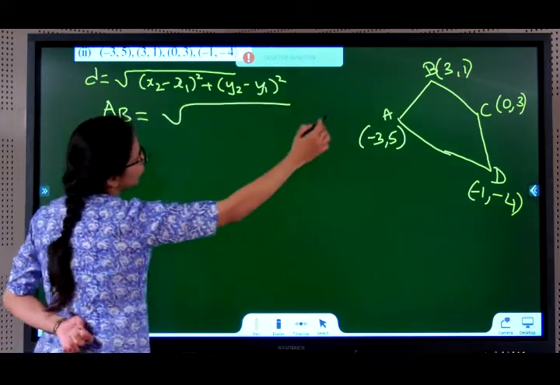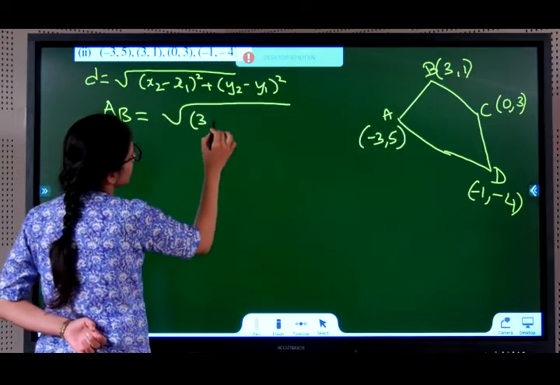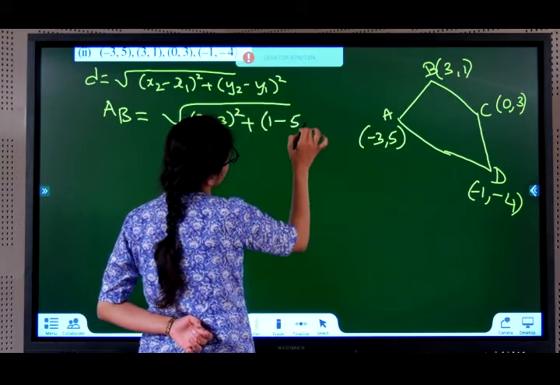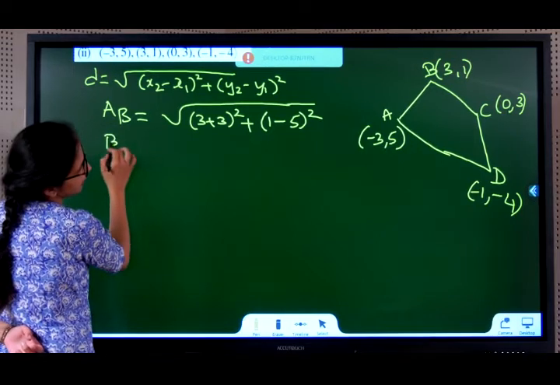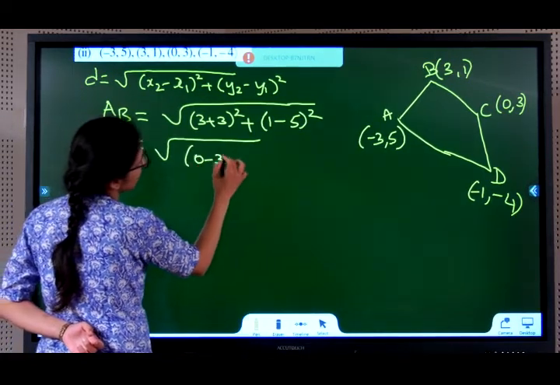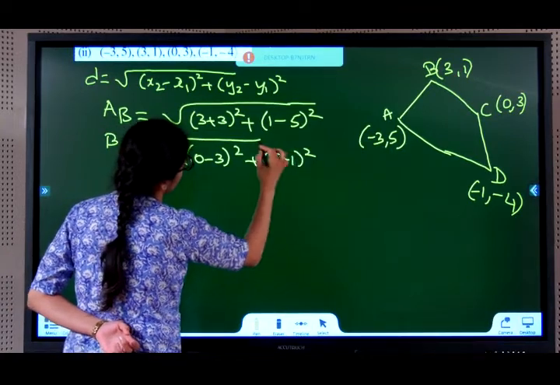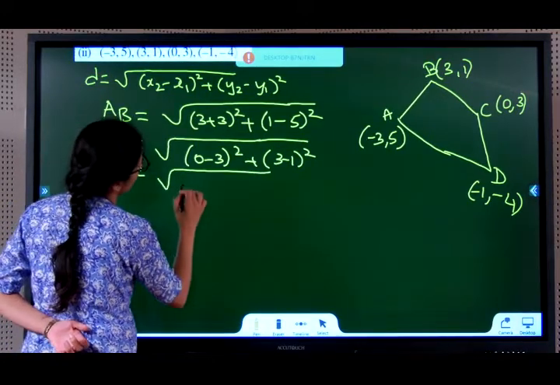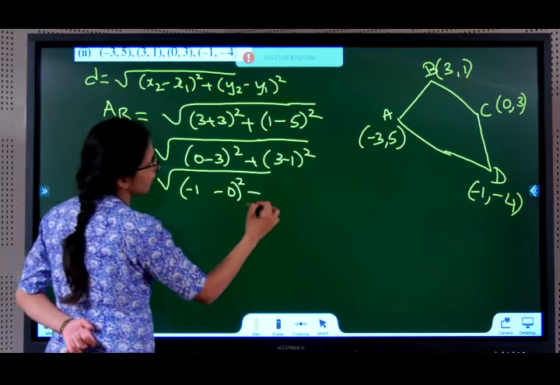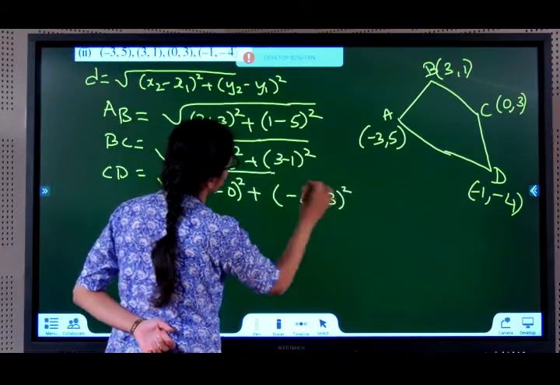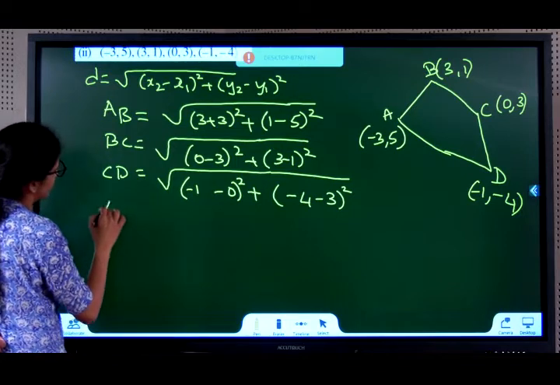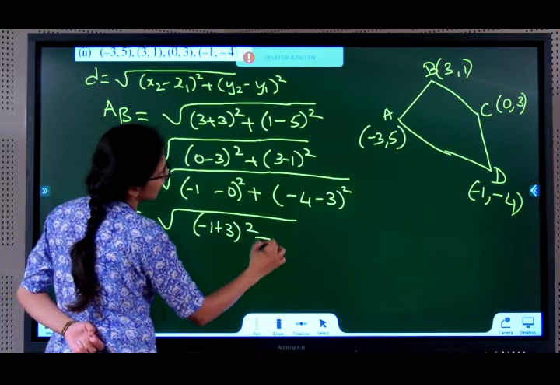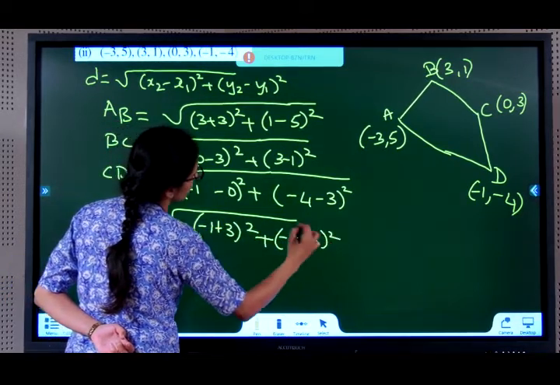So, it becomes root of 3 minus of minus 3, 3 plus 3 the whole square plus 1 minus 5 the whole square. Next, BC. So, it becomes 0 minus 3 the whole square plus 3 minus 1 the whole square. You must have understood by now. You can also do it quickly. CD, root of minus 1 minus 0 the whole square plus minus 4 minus 3 the whole square. Next, AD, root of minus 1 plus 3 the whole square plus minus 4 minus 5 the whole square.